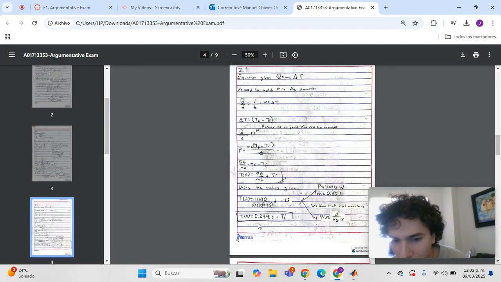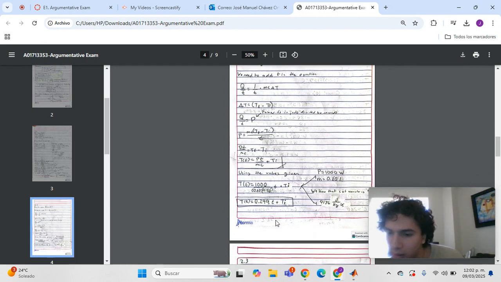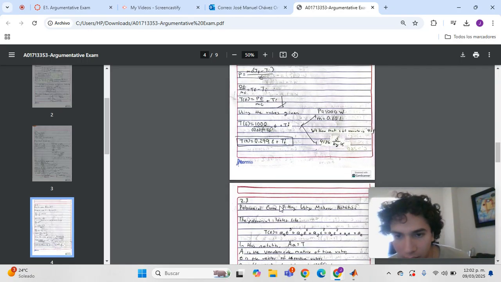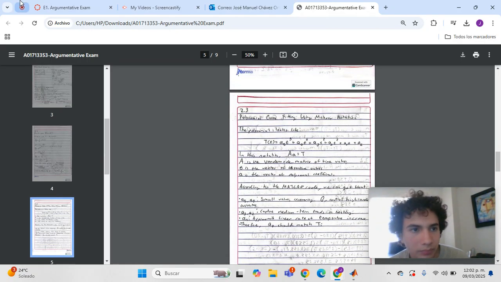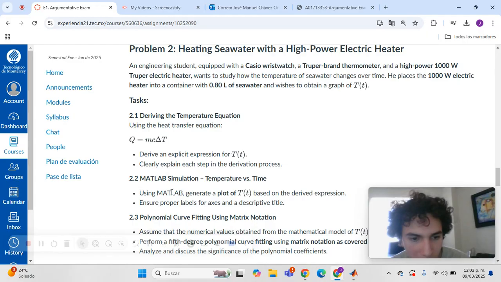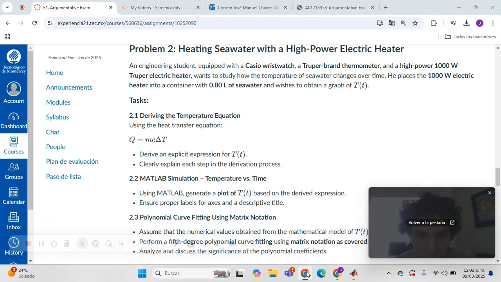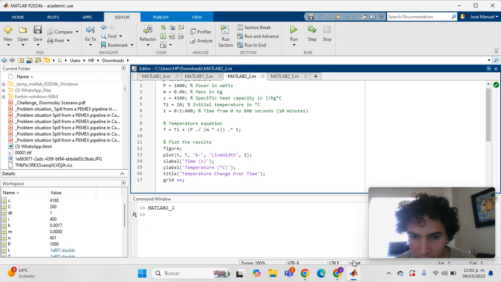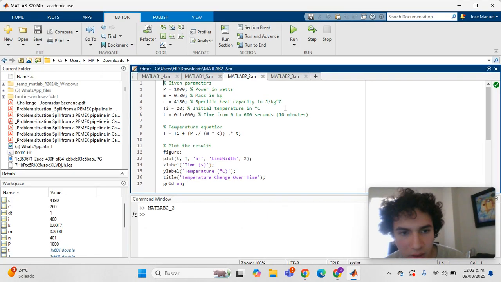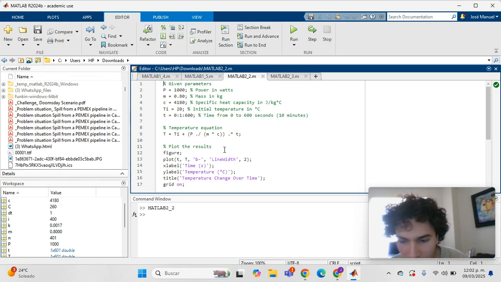We get to this equation over here, which, if you can see, somewhat resembles y equals mx plus b, which will be used later on. So now in 2.2, it's asking us to plot the temperature versus time, generating a plot of T based on the derived expression, and ensure proper labels for axes and a descriptive title. Alright, so in this part, if we go all the way to MATLAB, in here my 2.2 is just giving parameters, the equation, and the plot.